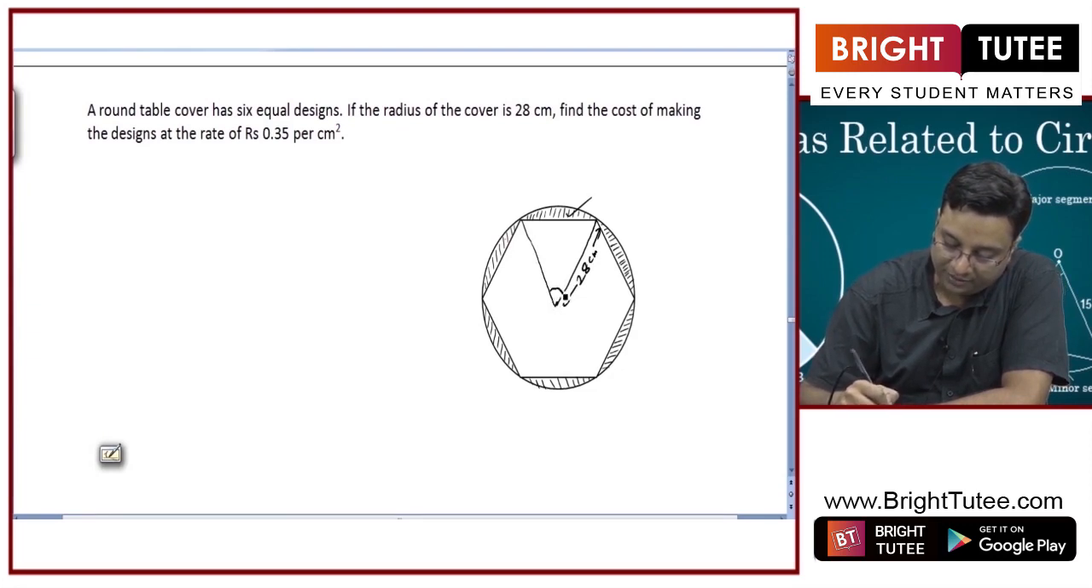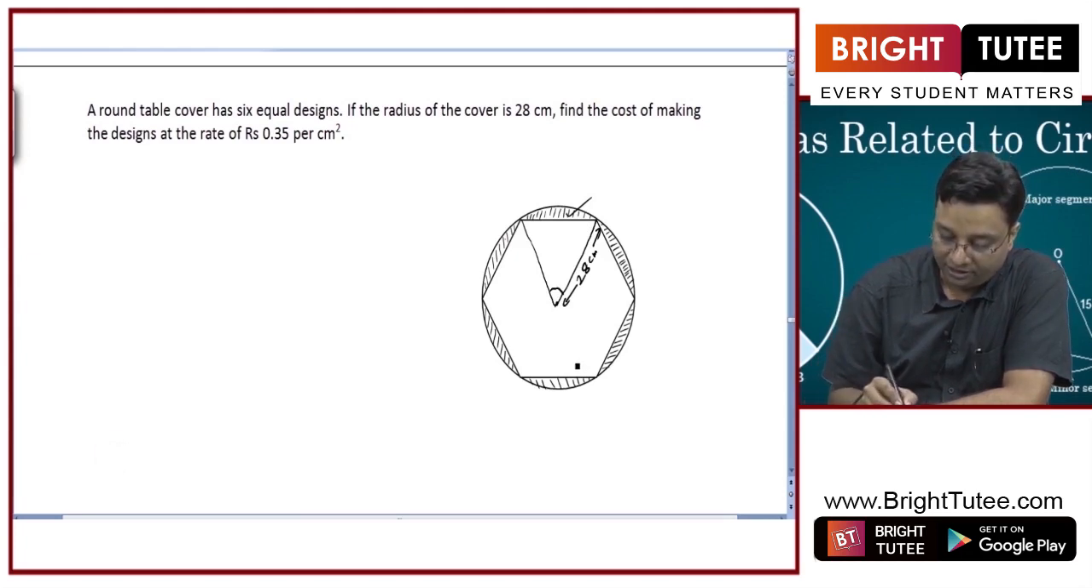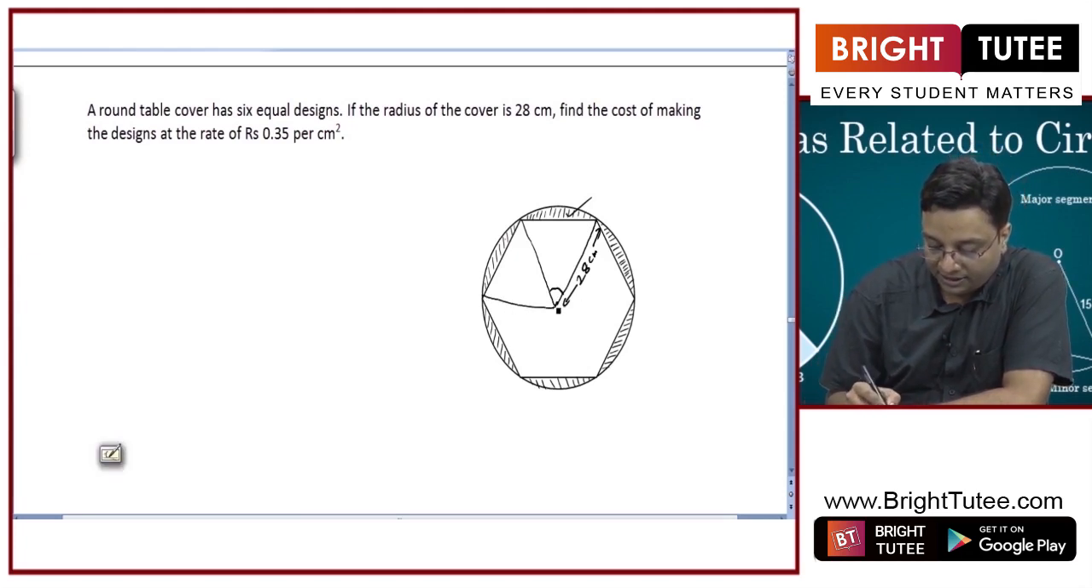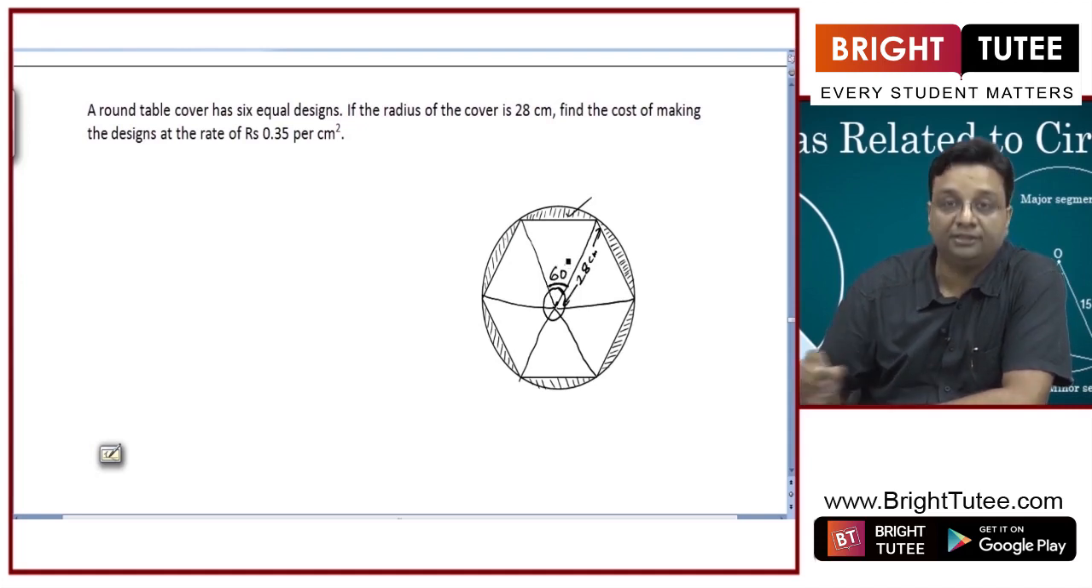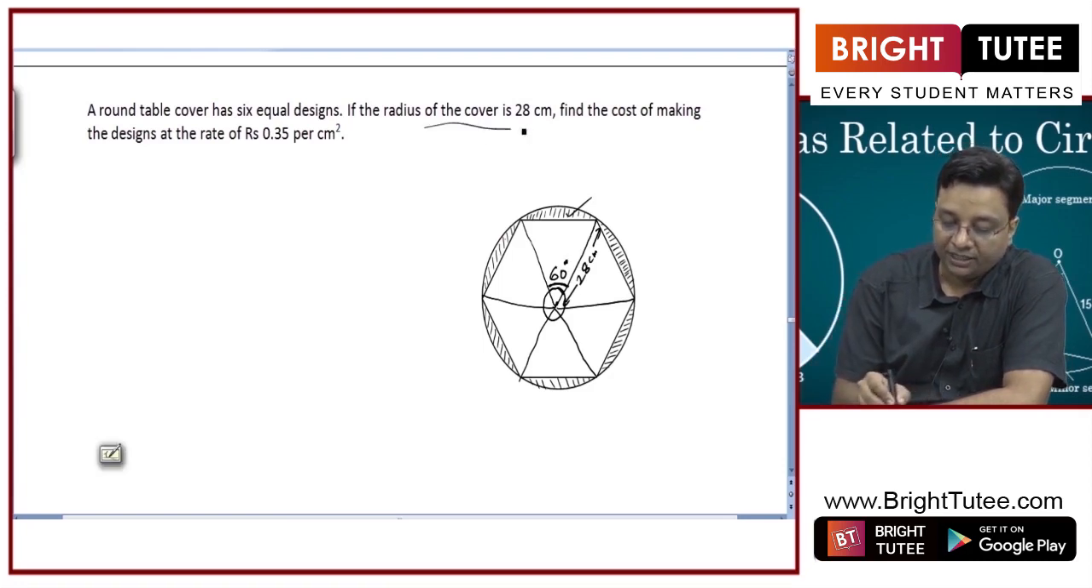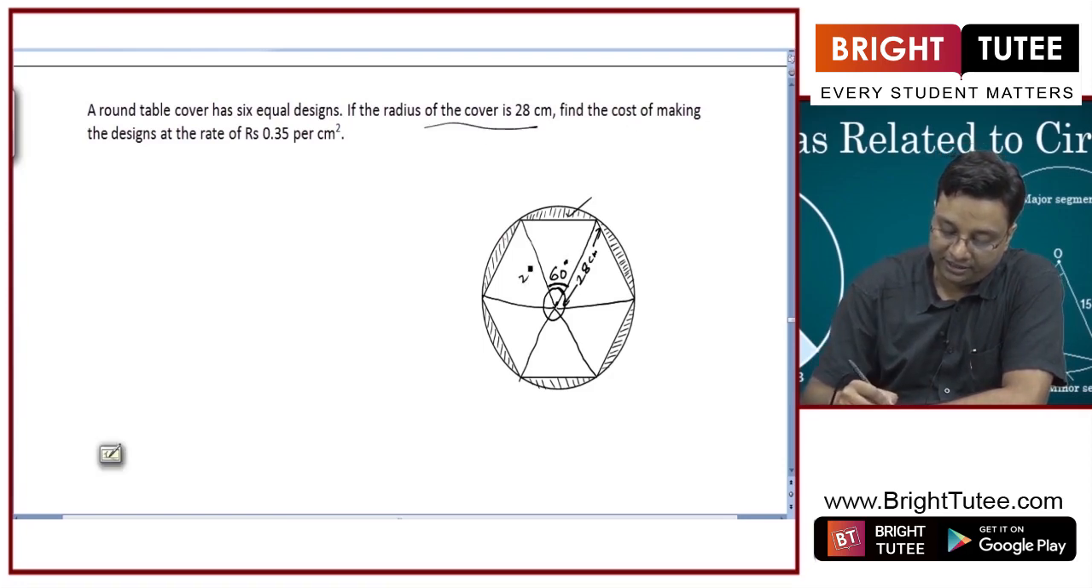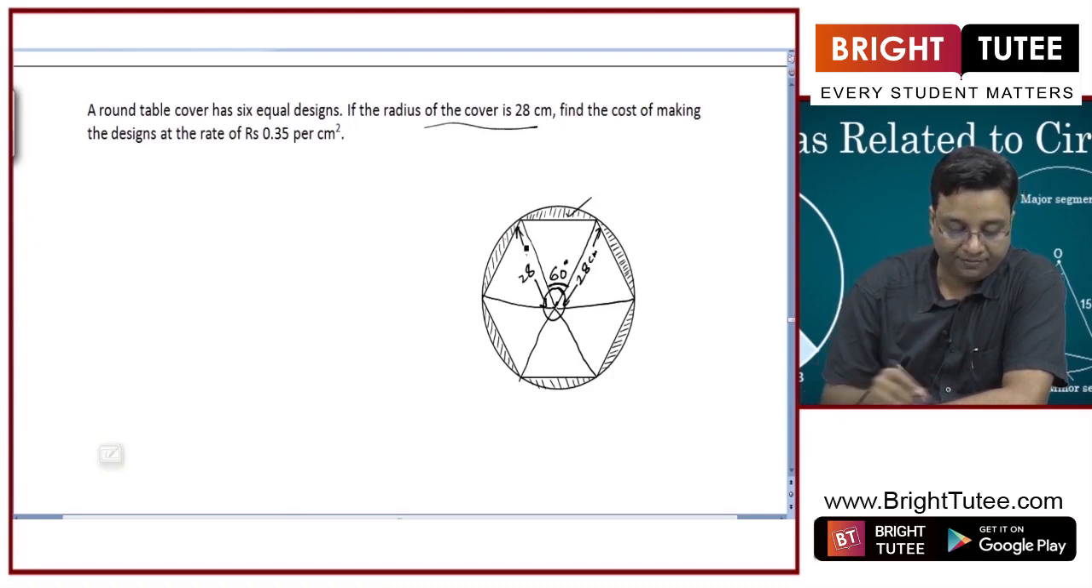So what will be this angle? We know that it is a regular hexagon, right? So this central angle, which is this complete angle, is 360 degrees, and it has to be divided into 6 equal parts. So each angle, like this one, is 60 degrees, right? Now we know this side radius is 28 centimeter and this angle is 60.